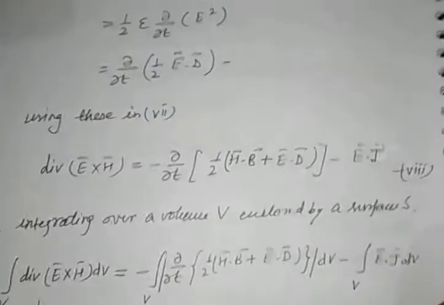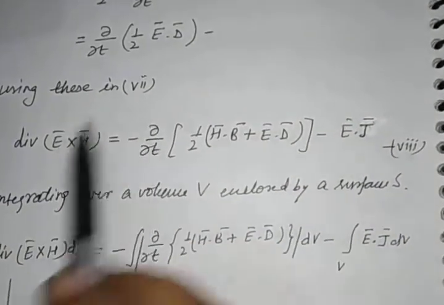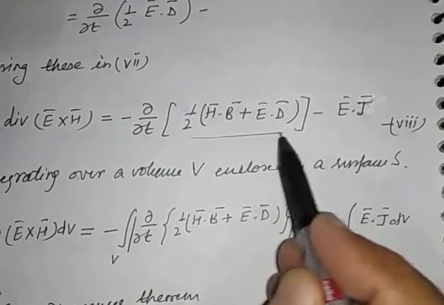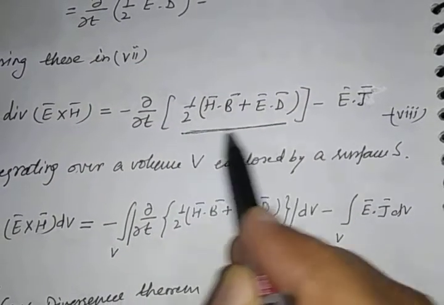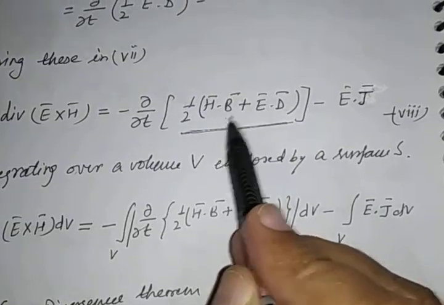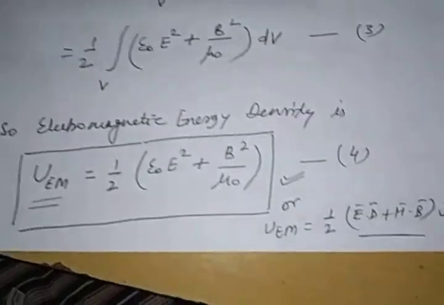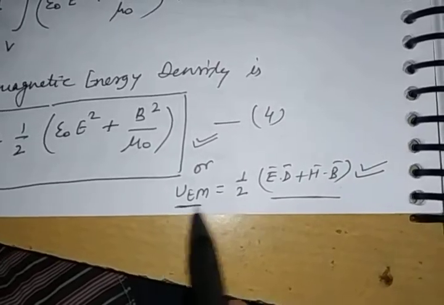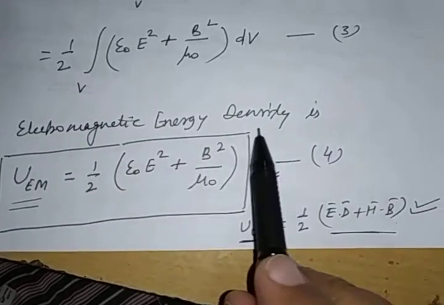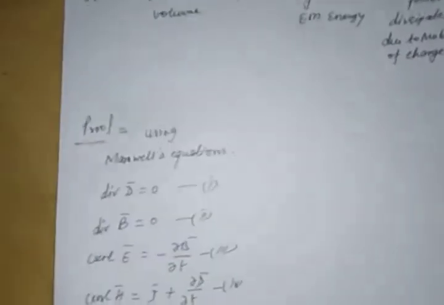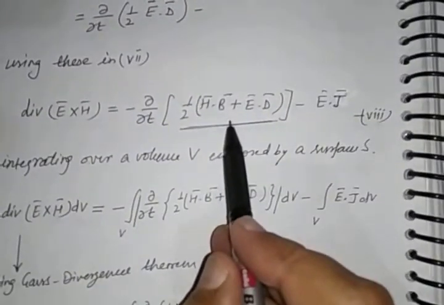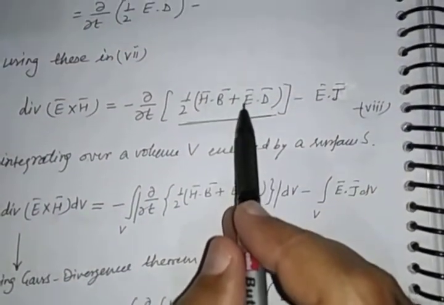So using these two parts in our last equation, divergence of E cross H is equal to minus del by del T of half H dot B plus E dot D. I think you must have remembered this part. We have seen this, half E dot D plus H dot B. What is it? Total electromagnetic energy density. So that thing we already have in mind. So this is our stored energy density.